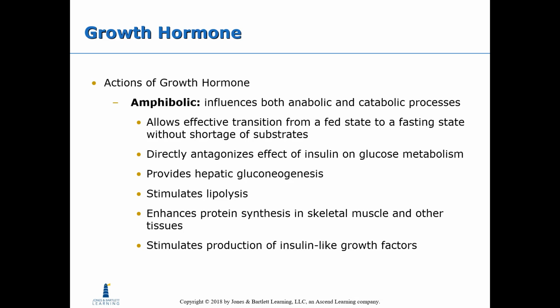Gluconeogenesis: genesis is the creation of something. Gluco is referring to glucose. Neo means new. So we're taking something like a lipid and converting it into glucose. It stimulates lipolysis, or the breakdown. Lysis is to break apart, and lip is referring to fats, so to break apart fats. It enhances protein synthesis in skeletal muscle and other tissues. It stimulates the production of insulin-like growth factors.